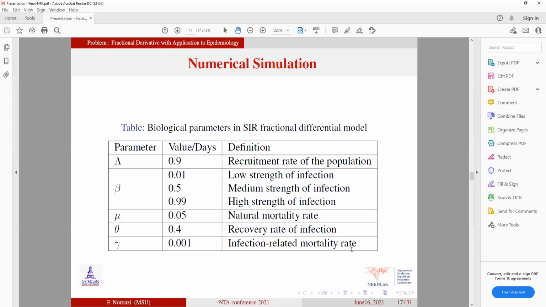And for the numerical simulation, we considered these parameters. If you look carefully, we have the parameter beta, which is the strength of infection, to be low as 0.01, medium as 0.5, and high as 0.99. The reason that we chose these 3 different levels of infection is that we wanted to show the stability of the system using the numerical simulation, and to compare the cases.